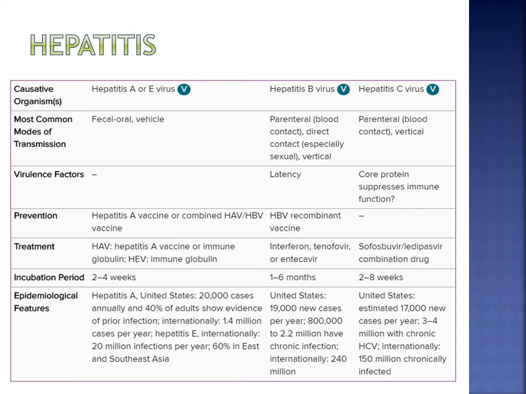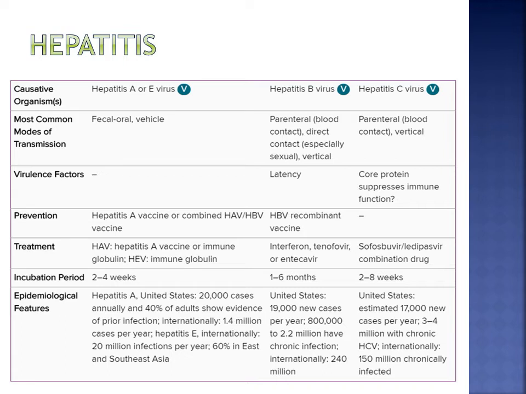So now looking at the differences real quick between hepatitis A, B, and C. So all viruses, all hepatitis viruses, but modes of transmission, prevention, treatment, things like that vary a little bit. Again, don't worry about the epidemiological features, just there for your information if you're interested. So hepatitis A is the one that can transmit from fecal, oral, or a vehicle. The other two are typically from blood contact or vertical contact. Hepatitis B can also transmit through direct contact, usually through sexual contact.